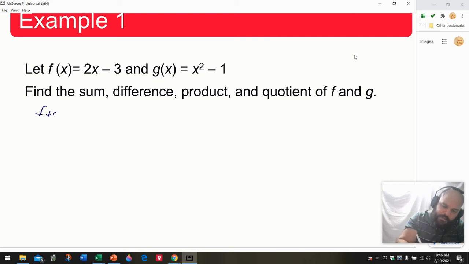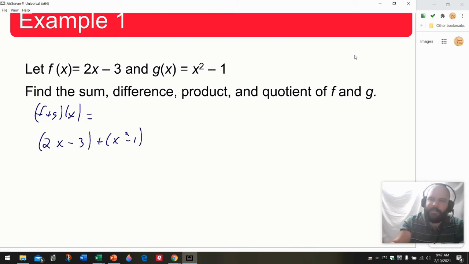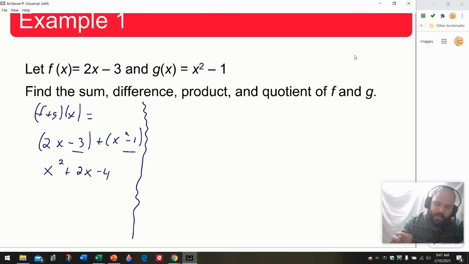So when I do f plus g of x, that means I'm going to take 2x minus 3 and add x squared minus 1. And since it's addition, you really can just drop the parentheses there and just add up your like terms. There is only one x squared, so we're going to leave that one alone. And there is only one x term, so there's a 2x. And then we have negative 3 plus negative 1, which becomes negative 4. And so what you can see there is that our combined function f plus g of x turns out to be x squared plus 2x minus 4.